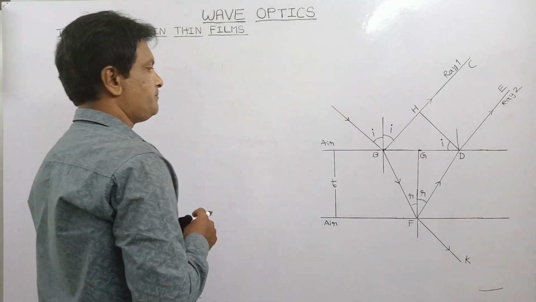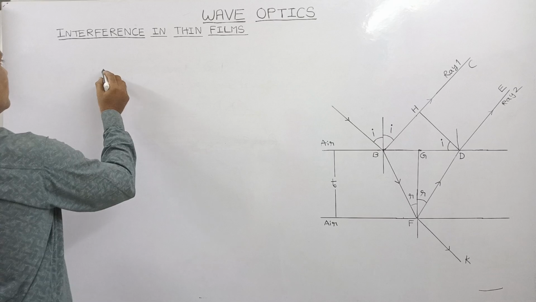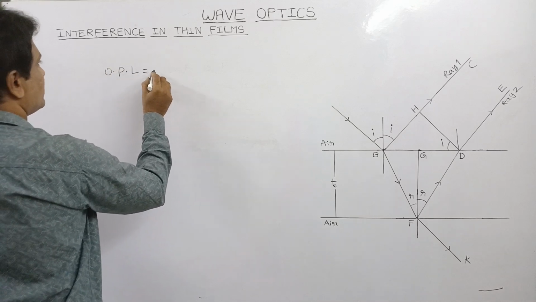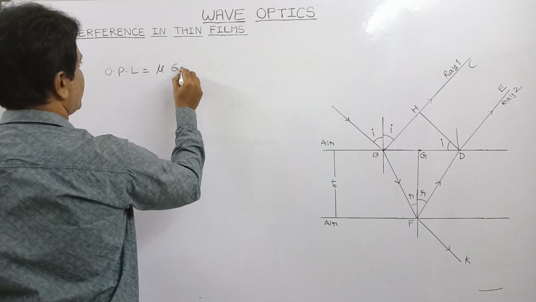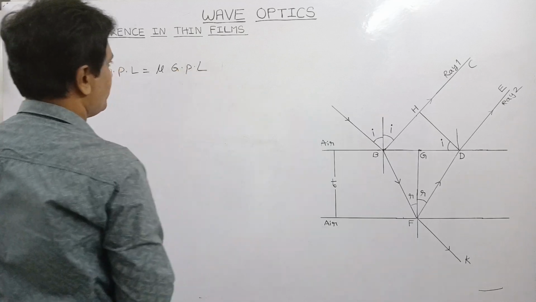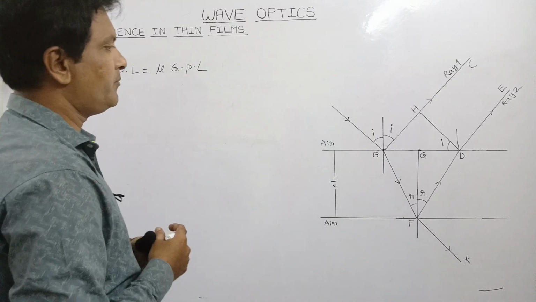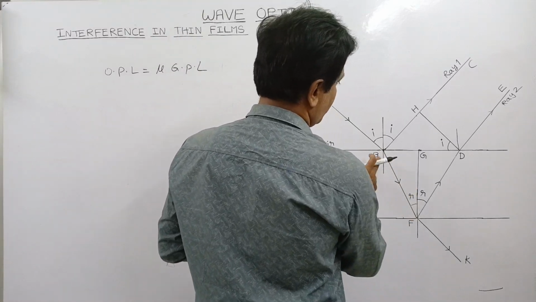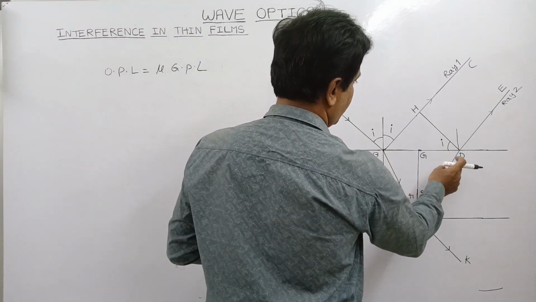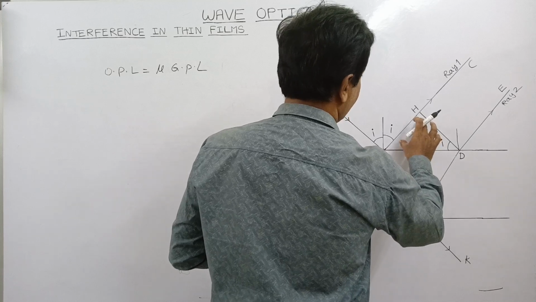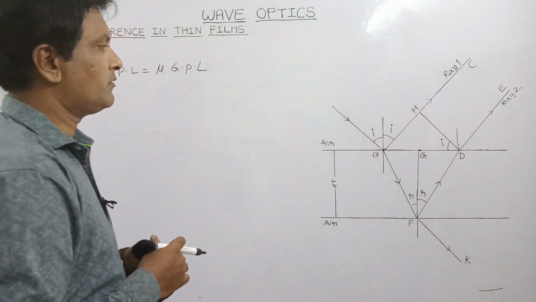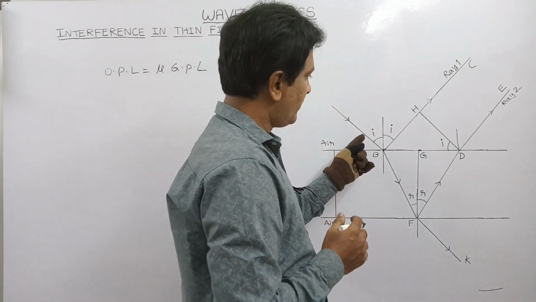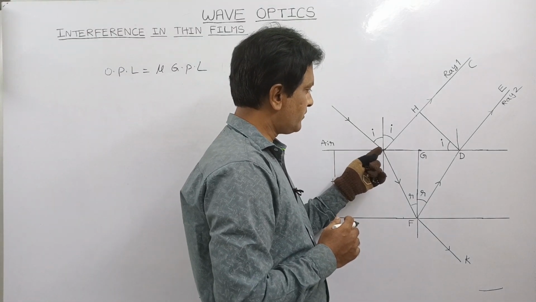So what is the optical path length? It is equal to mu into GPL, the geometrical path length. What is the geometrical path length? Path difference we need to take. So BF plus FD minus BH.